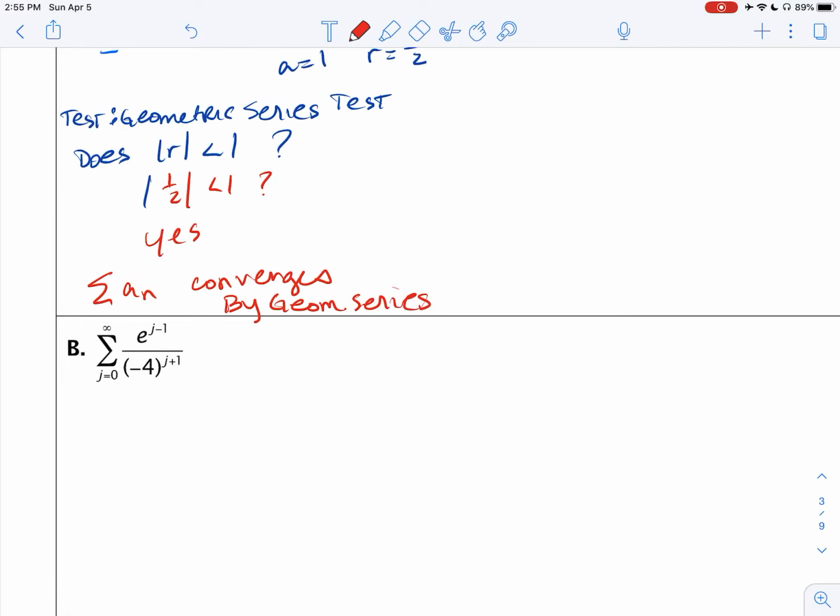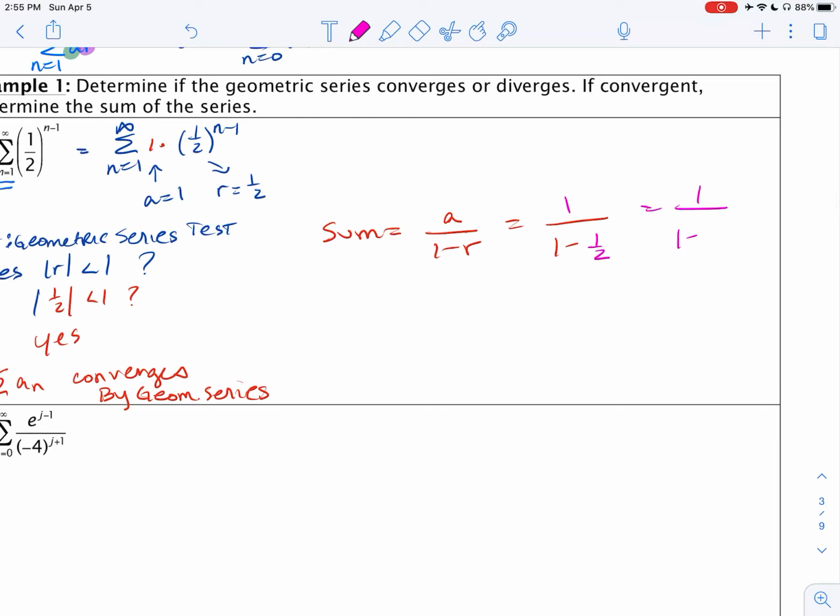Good. So it says if convergent, determine the sum of the series. So I can say that the sum is equal to a over 1 minus r, and my value of a was equal to 1, and my value of r was equal to 1/2. So this is 1 over 1 minus 1/2, and 1 minus 1/2 is 1/2, and 1 divided by 1/2 is equal to 2. Good. Now we get a little bit trickier here.